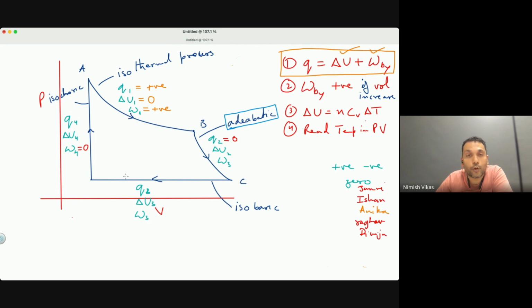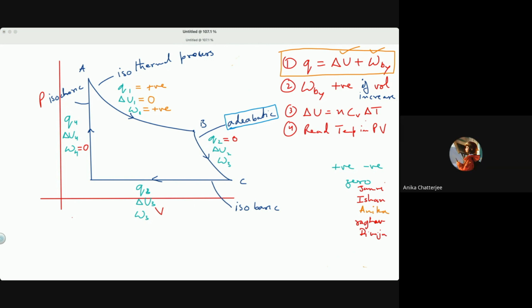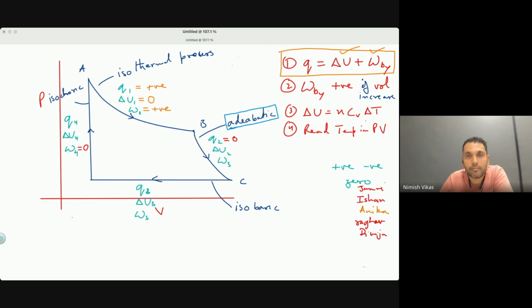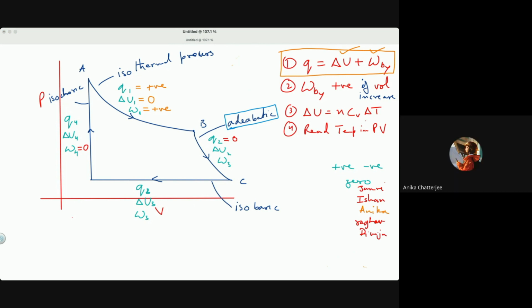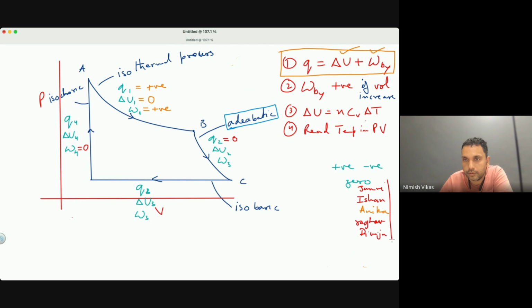So 9 of you together is as good as one teacher. Okay, next one. Anybody? So W3 is negative. Name? Anika. Are there other names at all? Or they are just there? Is anybody else in the group?